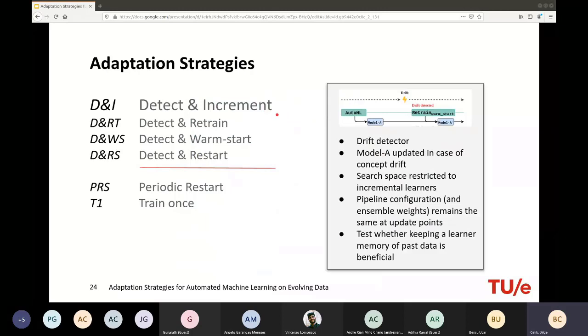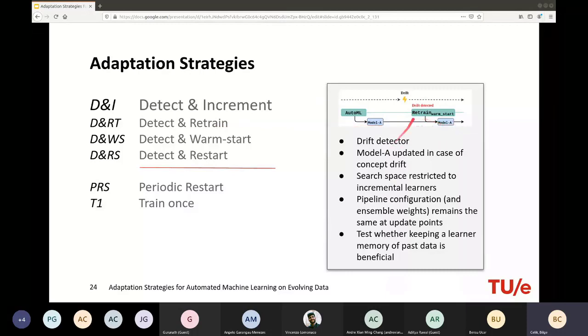The first one is detect and increment, which includes a drift detector and checks the performance of the pipeline throughout the data stream. The first run of AutoML creates a model, and this model is used for predicting the upcoming batches until a drift is detected. And at that point, the model is updated with the pipelines trained incrementally with the latest batches, which is the sliding window. The critical difference here is that the configuration of the pipeline and ensemble weights, if it's an ensemble, remains the same. So we only incrementally train the learners.